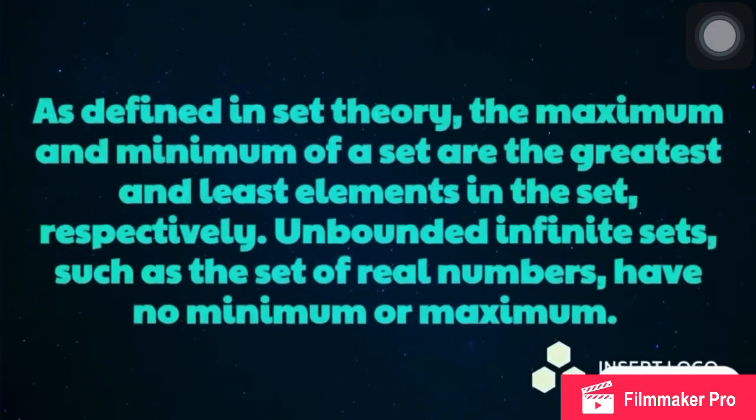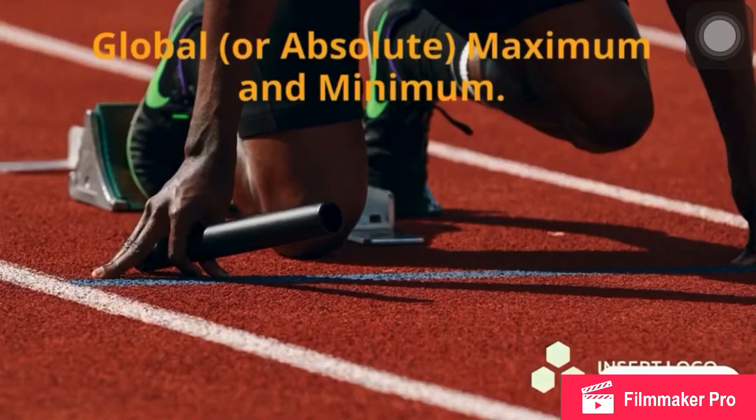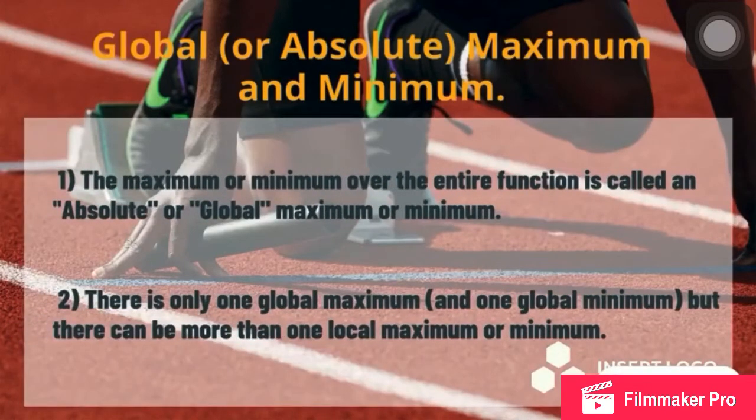As defined in set theory, the maximum and minimum of a set are the greatest and least element in the set respectively. Unbounded, infinite sets such as the set of real numbers have no minimum or maximum. Number 1. The maximum or minimum over the entire function is called an absolute or global maximum or minimum. Number 2. There is only one global maximum and one global minimum, but there can be more than one local maximum or minimum.